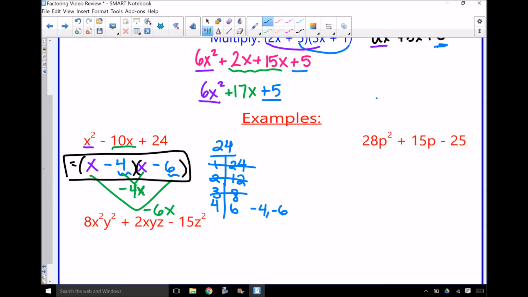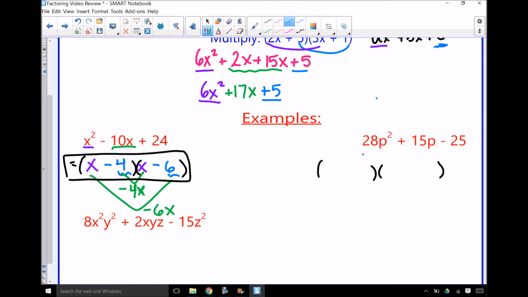So let's do something similar with this next question right here. So if I have 28p squared plus 15p minus 25. I know for a fact right here, and I'm just going to erase this chart so we have a little bit of room, that my first term in each set of brackets needs to multiply together to give me 28p squared. Now, since this is trial and error, we're going to have to do a lot of guess and check and erasing, okay?